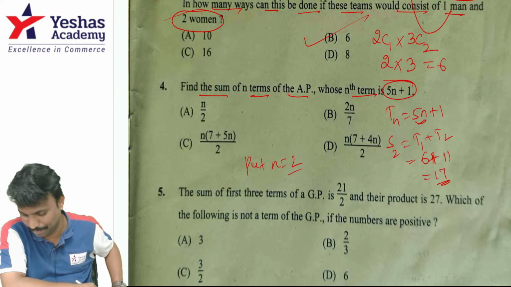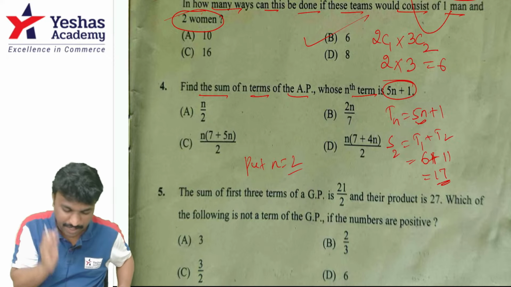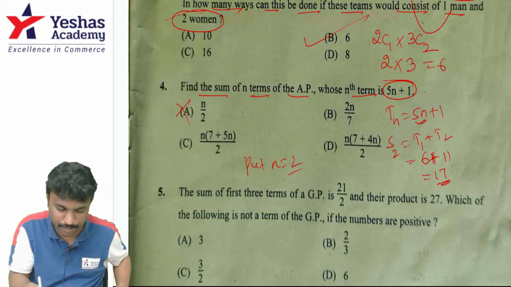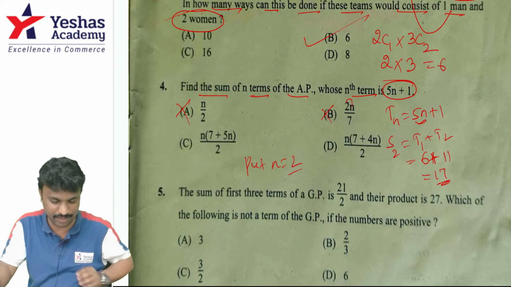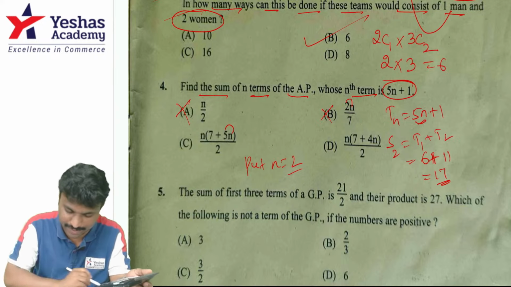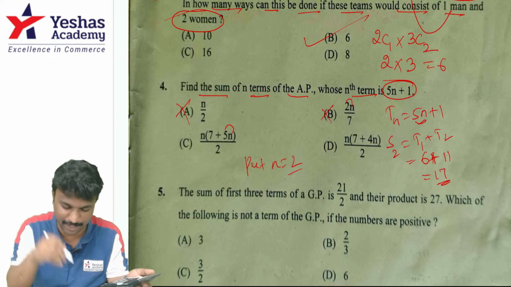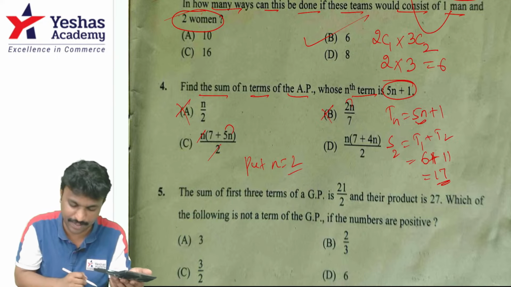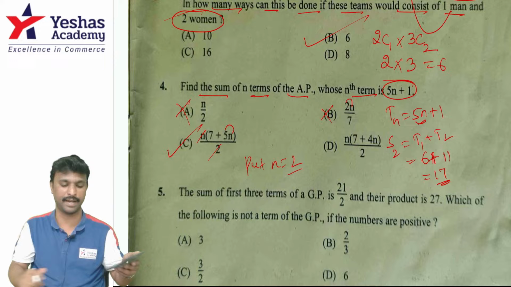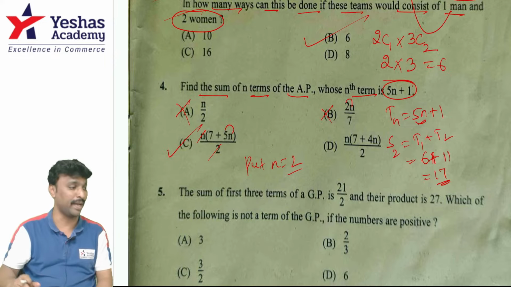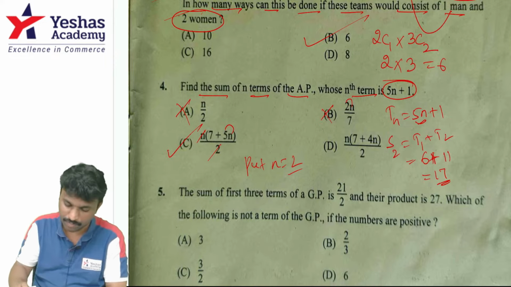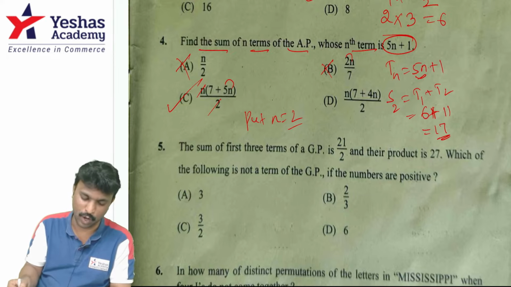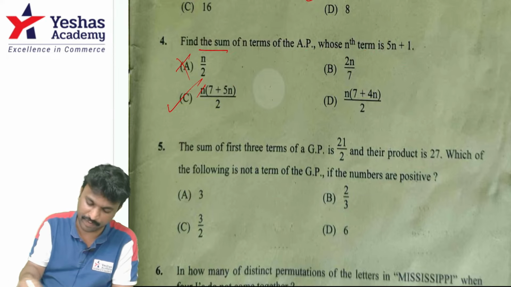So which option? Definitely it's not A. How about the second option? 2 into 2 is 4. Definitely no. How about the third option? 5 into 2 is 10, 10 plus 7 is 17, 17 into 2, the 2 gets cancelled. So it is 17. Option C is the right answer. Have you understood? You have to plug in n equal to 2. So option C satisfies. A similar question we have done yesterday.